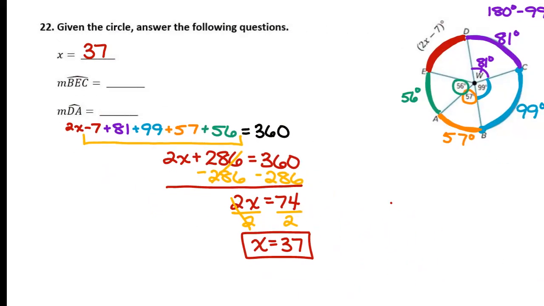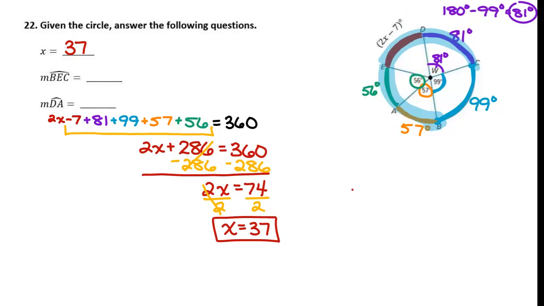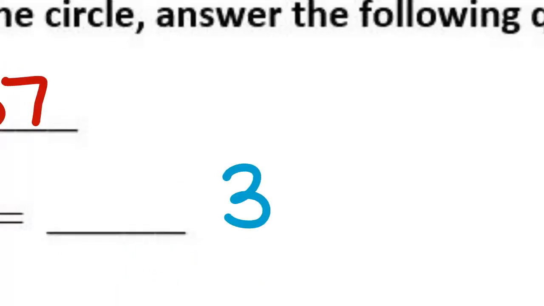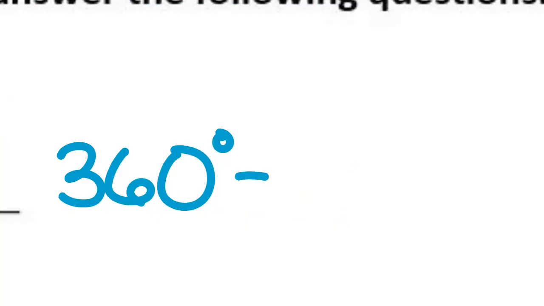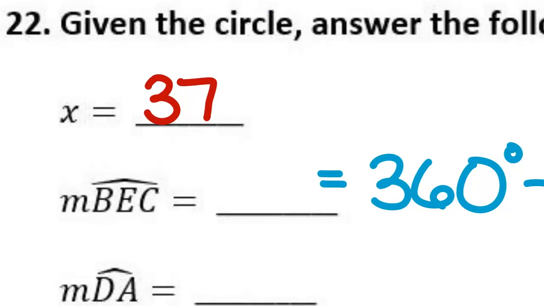All right. Next, we want arc BEC. Well, B is right here. E means I have to go this way. And C takes me all the way around to over here. That's almost the whole circle. That's the whole circle except for what? 99. Except for 99. So how would I find that arc? 360 minus 99. Yes. And what does that give me? 261. 261 degrees.